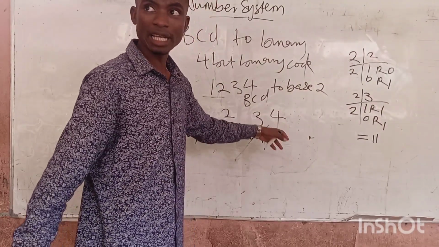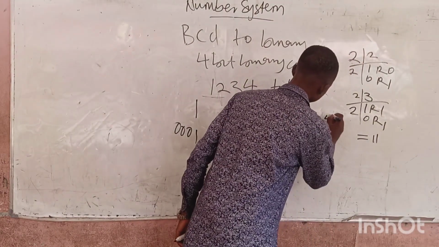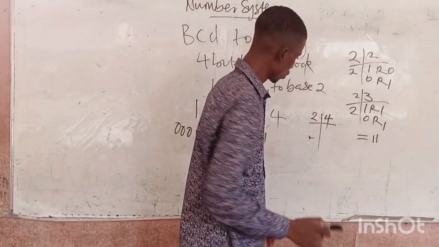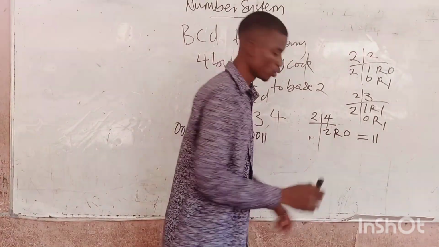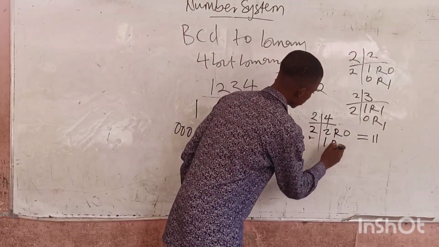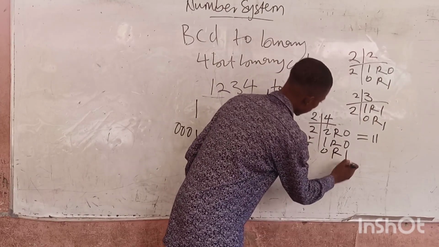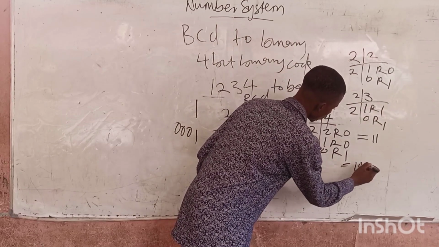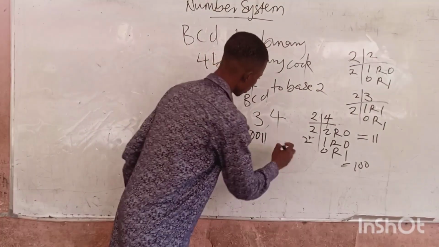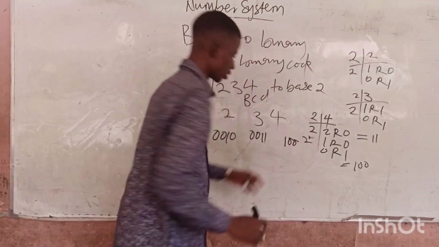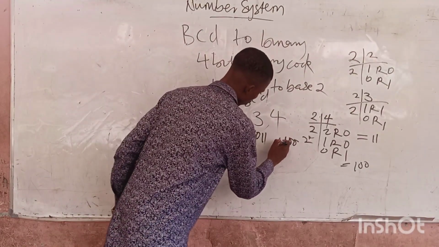And for 4, what is the binary equivalence of 4? Using the same approach, 4 divided by 2 will give us 2, remainder 0. 2 divided by 2 will give us 1, remainder 0. And 1 divided by 2 gives us 0, remainder 1, equals 100. And then to make it a 4-bit binary code, we add 0 at the front.